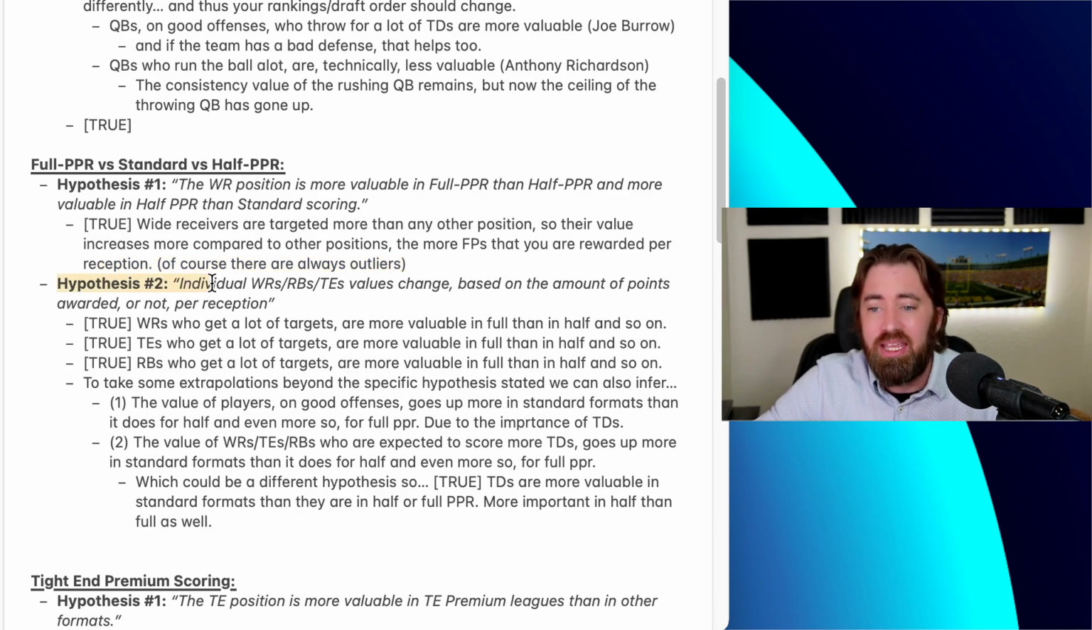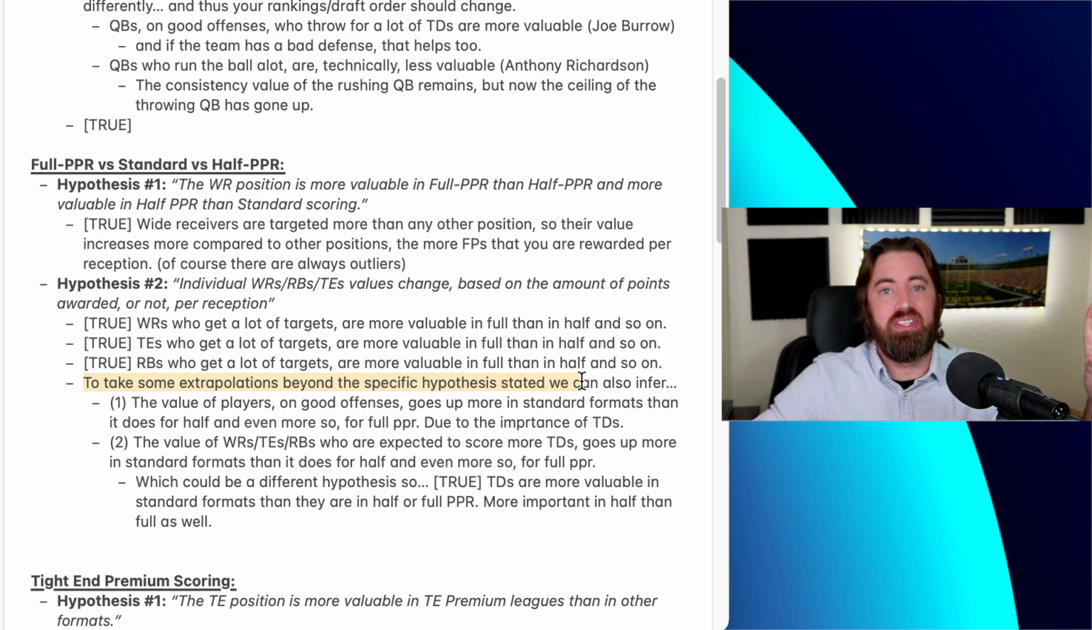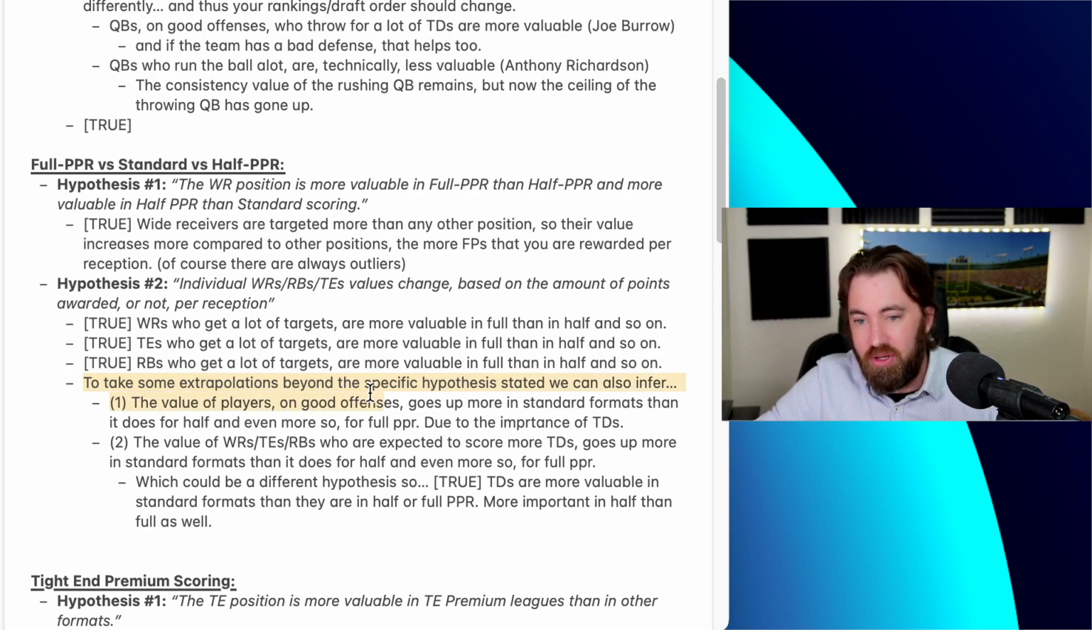Hypothesis number 2. Individual wide receivers, running backs, tight ends, their values change based on the amount of points awarded or not per reception. True, wide receivers who get a lot of targets are going to be more valuable in full PPR than they are in half, and so on. True, tight ends who get a lot of targets are going to be more valuable in full than half, and so on. True, running backs who get a lot of targets are going to be more valuable in full than half, and so on.